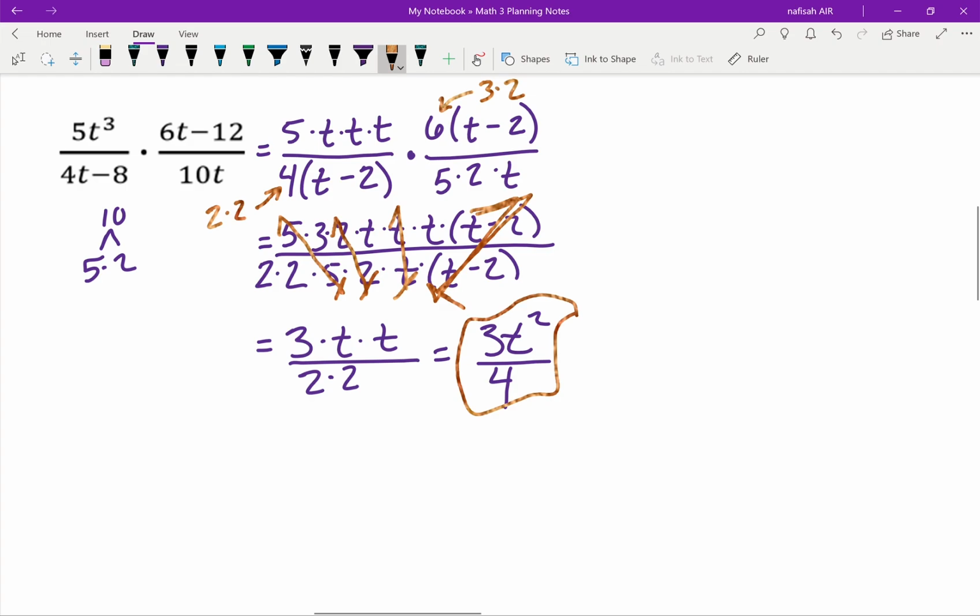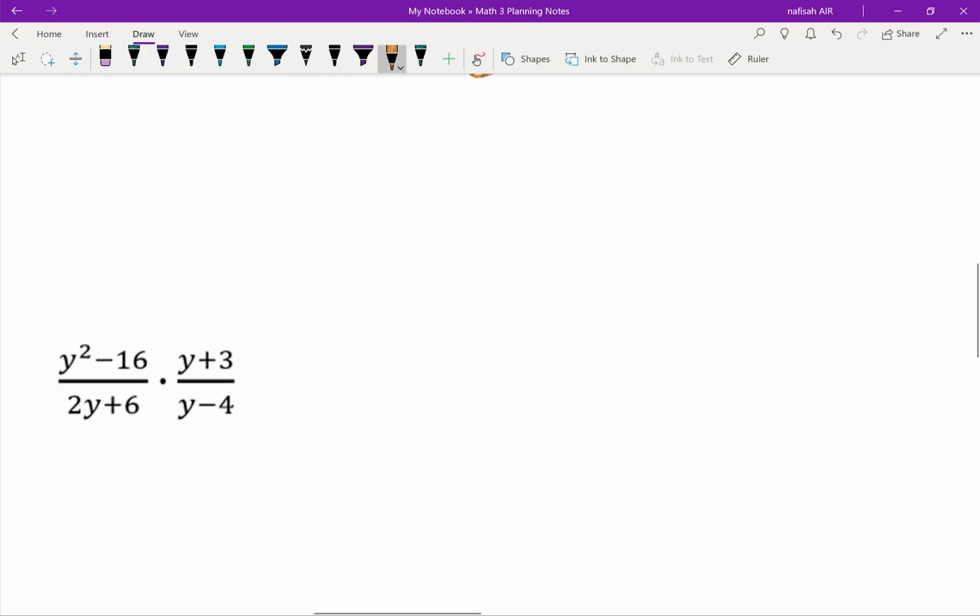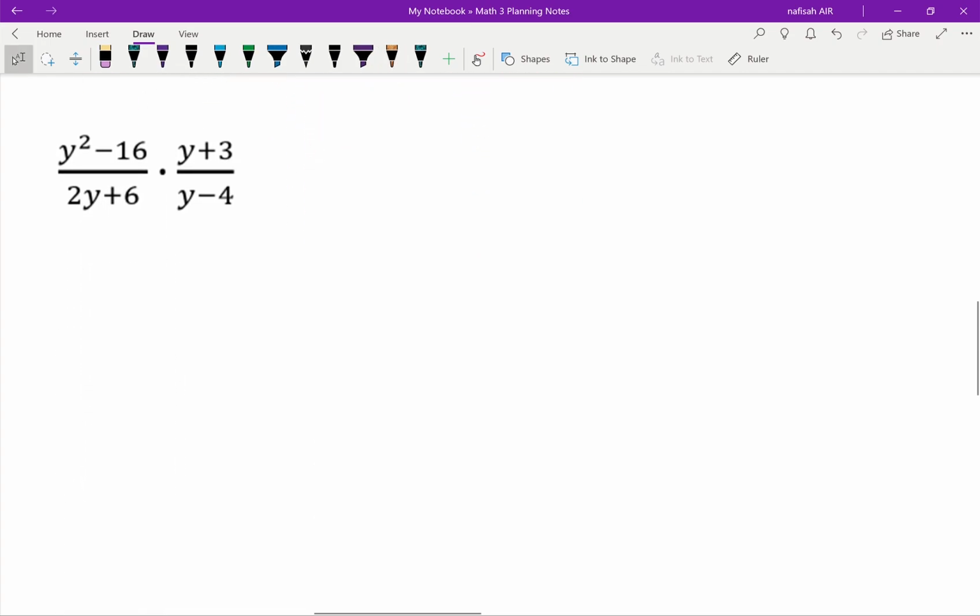Here's another example. The steps are the same. I'm going to factor my numerators and denominators. I'm looking at this one and I'm noticing that every numerator and denominator is a binomial. So I have no monomials. I have 2 terms in each numerator and denominator, not just 1 term. So I need to first look for a GCF.